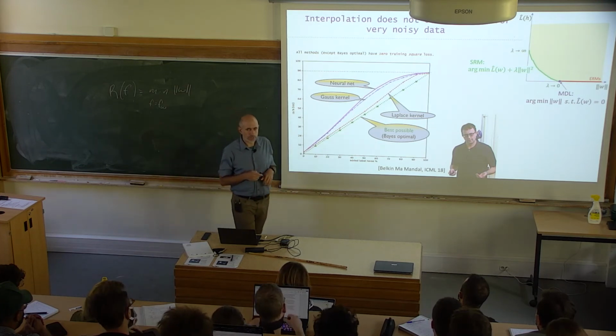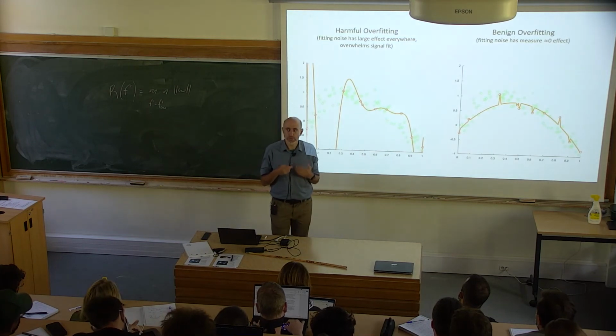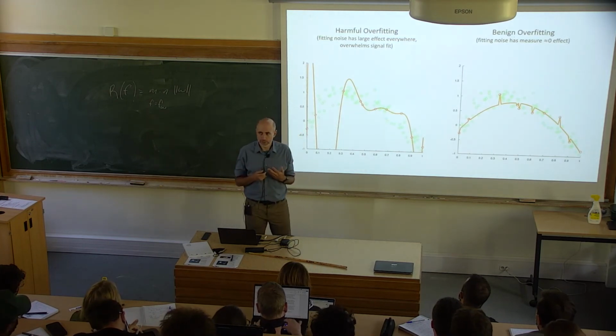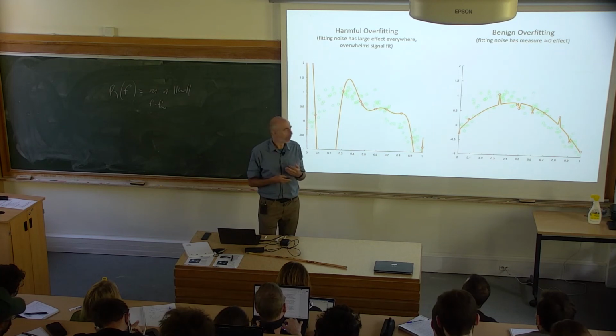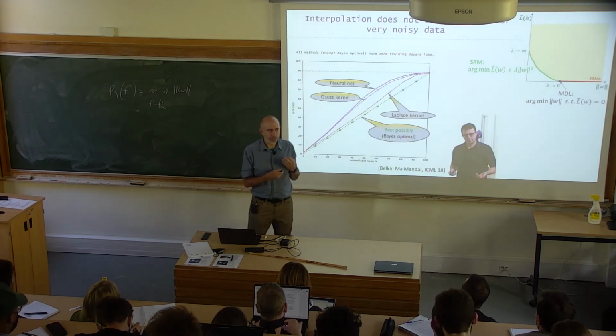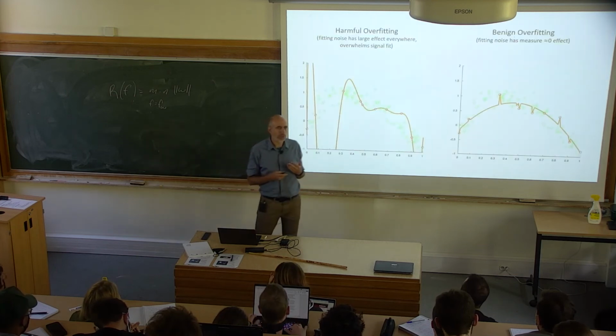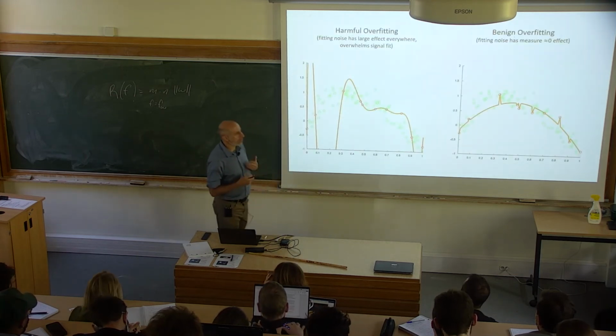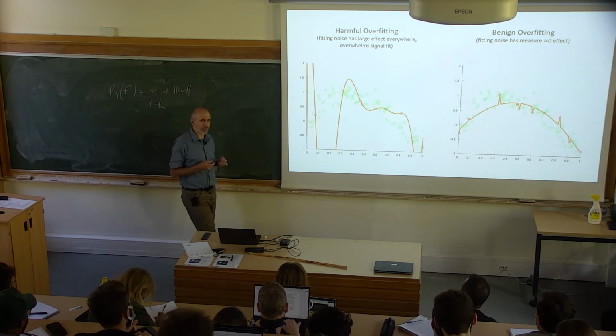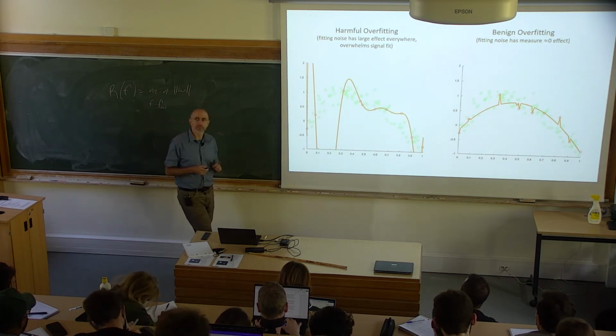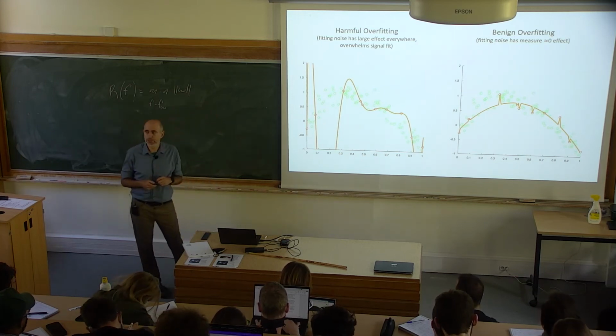In particular, it seems that the phenomenon we're seeing here is that we are overfitting. We are definitely fitting the noise. There's no doubt we're fitting the noise because I have 70% noise, and yet I'm getting zero training error. I must be fitting the noise. But the question is, how are we fitting the noise? It seems that this overfitting can be either harmful or benign.